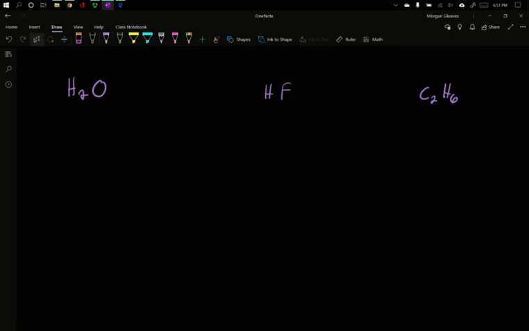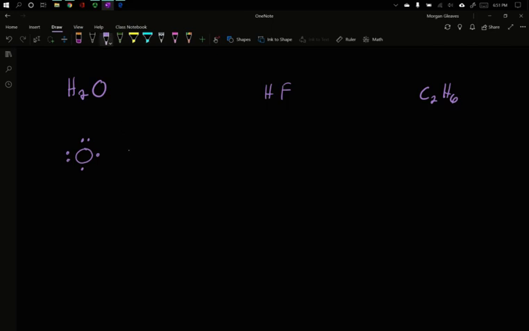Let's start here with water. So with water, I have oxygen. Well, oxygen is going to have 6 valence electrons around it. And so I draw them around oxygen. The net result is I have 2 lone pairs and 2 unpaired electrons that need to be bonded.